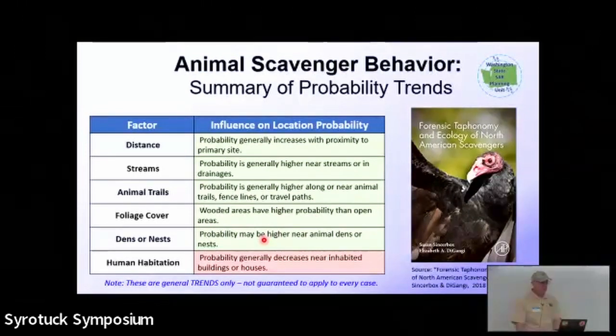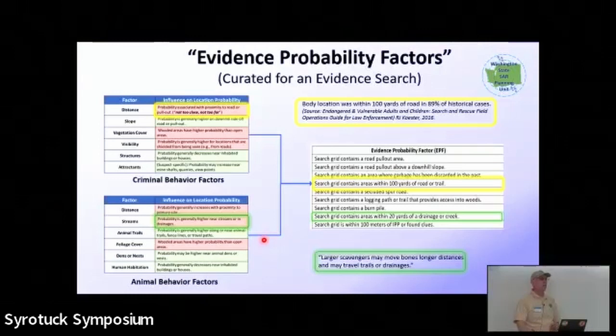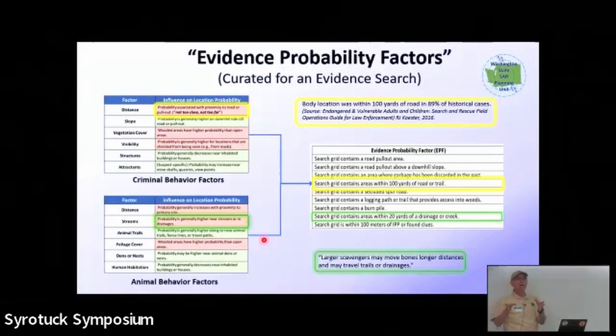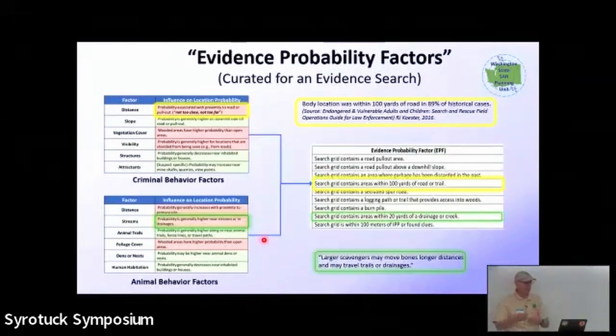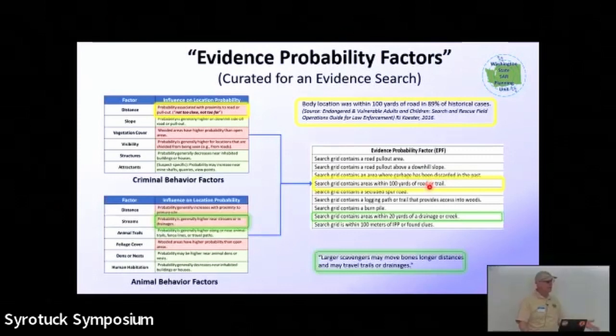So at this point, for each incident, we identify a set of qualitative statements about criminal behavior and qualitative statements about animal behavior, okay? We will also mix that in with input from detectives in terms of specific terrain features. For example, if we're searching a property, maybe there's a burn pile, maybe there's a swamp, we will add that in. And what we do is compile a list of what we call evidence probability factors, or EPFs, because everything has to have an acronym.